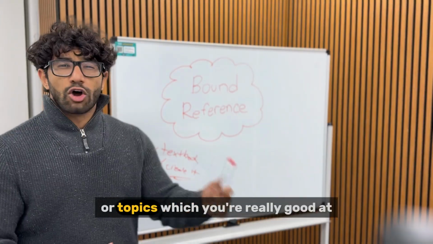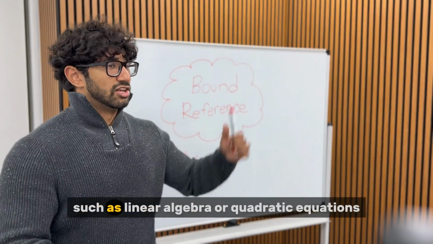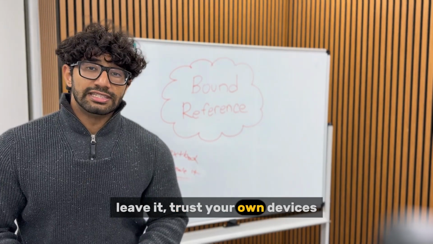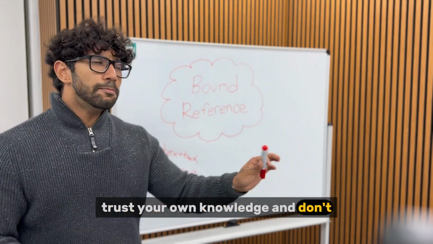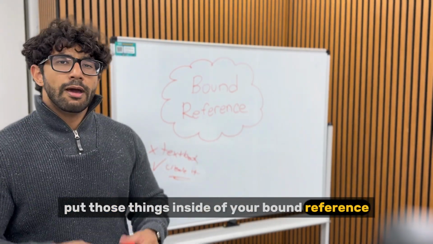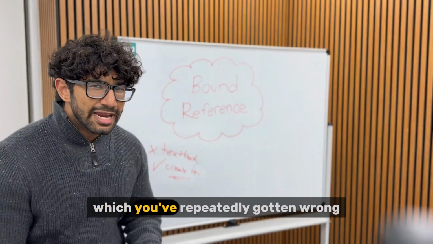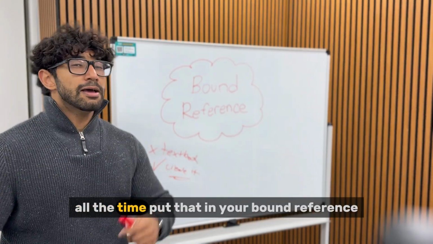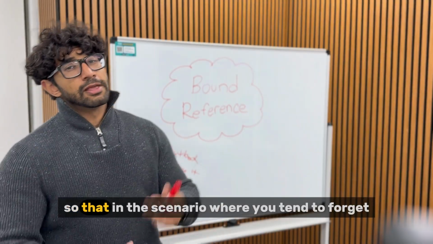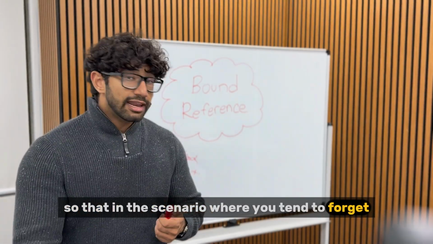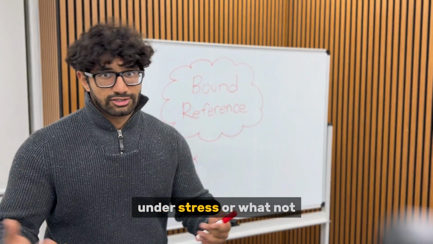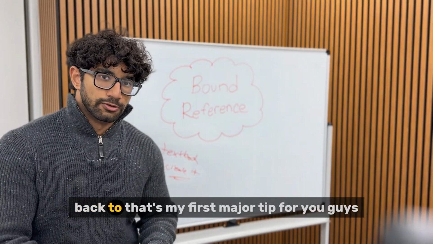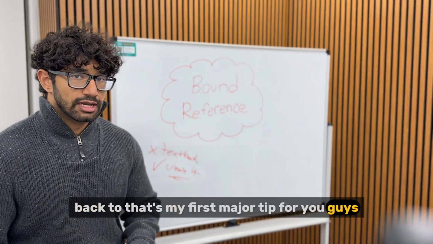If there are questions or topics which you're really good at, such as linear algebra or quadratic equations, leave it. Trust your own devices, trust your own knowledge, and don't put those things inside of your bound reference. But if there's a question style which you've repeatedly gone wrong, or sometimes you just forget a formula all the time, put that in your bound reference, so that in the scenario where you tend to forget how to answer that question under stress or whatnot, you have it inside of your bound reference to refer back to. That's my first major tip for you guys.